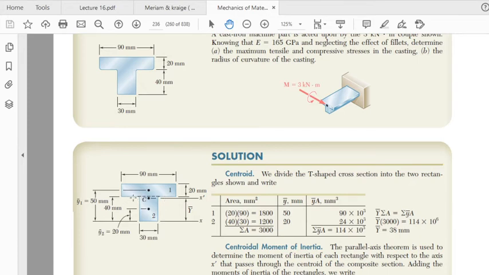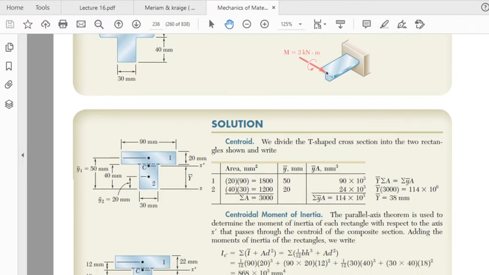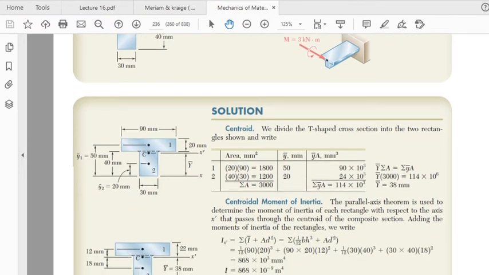So it is just below the start of region 1. Region 1 starts at a height of 40 mm, so it is located here. This is 38 mm from the base. So we have located the centroid, and now we come to calculating the second moment of area.